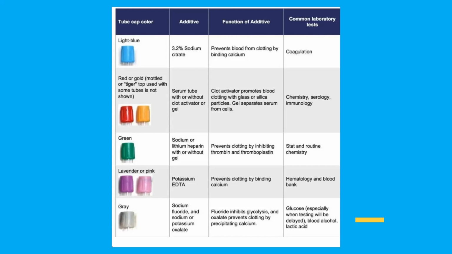So if you draw the gold or red tube in the field, usually by the time you get to the hospital, you're going to actually see this clotted. You're going to tilt it and it's going to be just like a clot. Green is sodium or lithium heparin with or without gel. It prevents clotting by inhibiting thrombin and thromboplastin, and it's used for stat routine chemistry. Lavender or pink has potassium in it and prevents clotting as well. This is used for hematology and blood bank. And then gray tubes are primarily used with sodium fluoride and potassium oxalate. This is for measuring glucose, blood alcohol, and lactic acid.